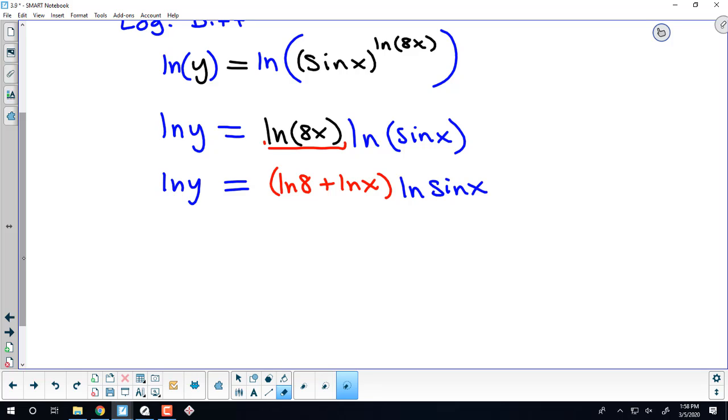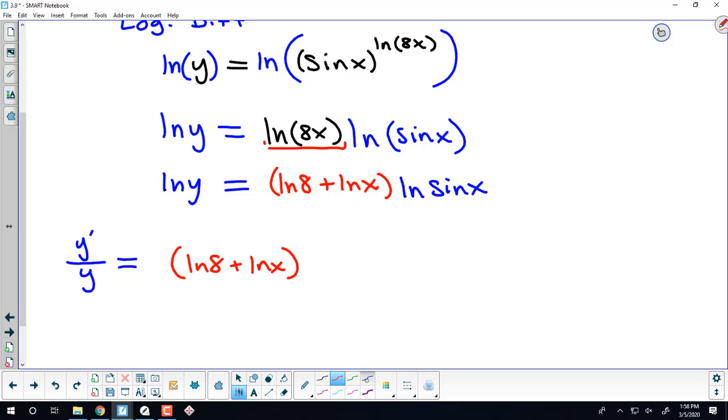So either way you go, you still have to take the derivative of this natural log times that natural log. So differentiate both sides, y prime over y is equal to, well, over here on the right we have a product, so we need to apply the product rule on the right-hand side. So we have the first times the derivative of the second.